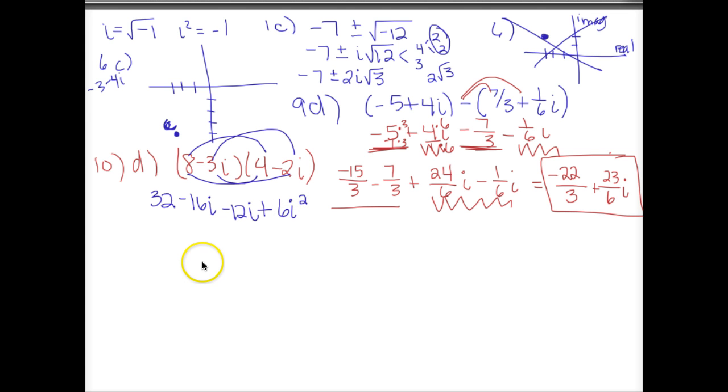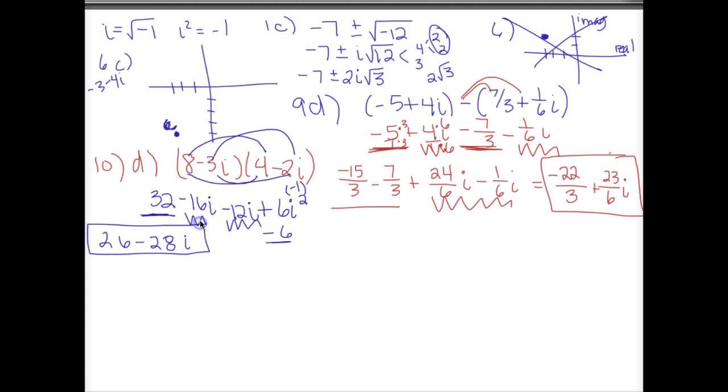Don't forget the squared. So now, second step when I FOIL with imaginaries is to substitute -1 in place of my i squared. That's one of the things I need to know. So this becomes a -6. So now these guys are like terms. 32 minus 6 gives me 26. And then these are like terms in the middle. -16i minus 12i gives me -28i.